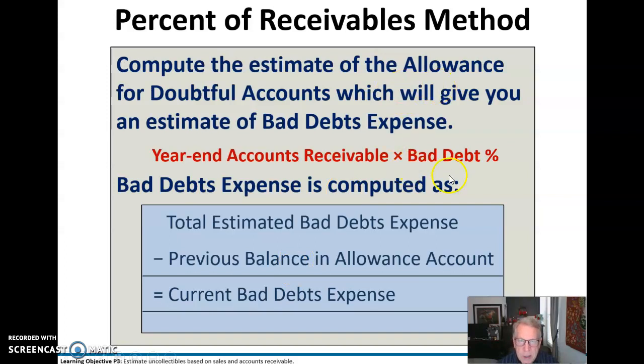Okay, now let's look how we do that. We compute the estimate, which will give you an estimate of your bad debt expense. So we'll take our year-end accounts receivable times that bad debts expense percentage. But in this case, after we've calculated the total estimated bad debts expense, we're going to back out any previous balance to get our current bad debts expense. Okay, let's look.